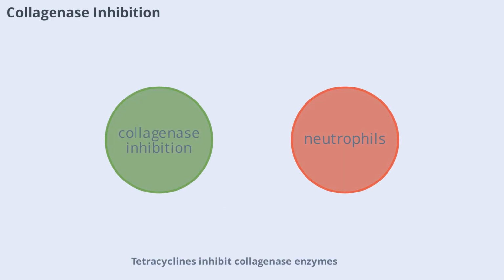Tetracyclines inhibit collagenase enzymes, which are involved in tissue breakdown. These enzymes come from various sources including fibroblasts, epithelial cells, macrophages, and neutrophils. Notably, collagenase from neutrophils is more susceptible to tetracycline-induced inhibition. This property is significant in periodontal therapy, as it helps preserve connective tissue and prevent further damage.